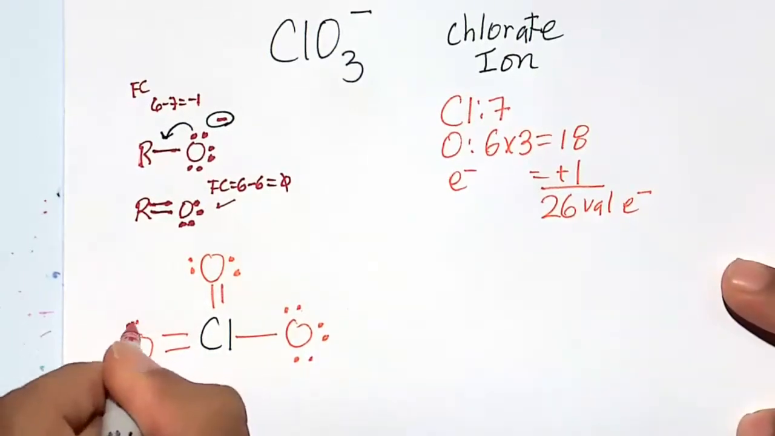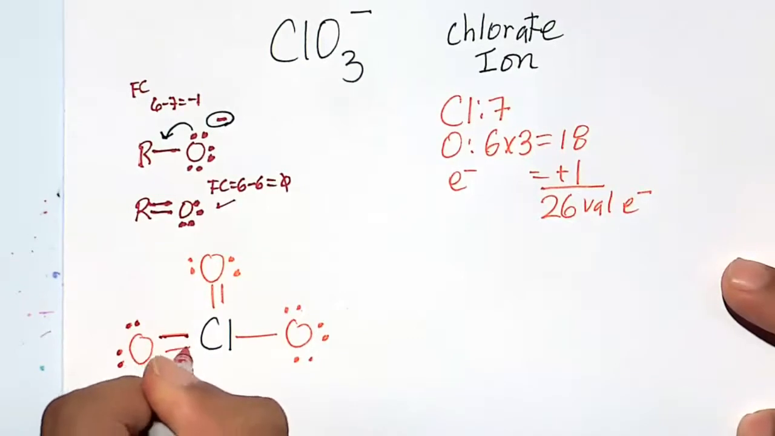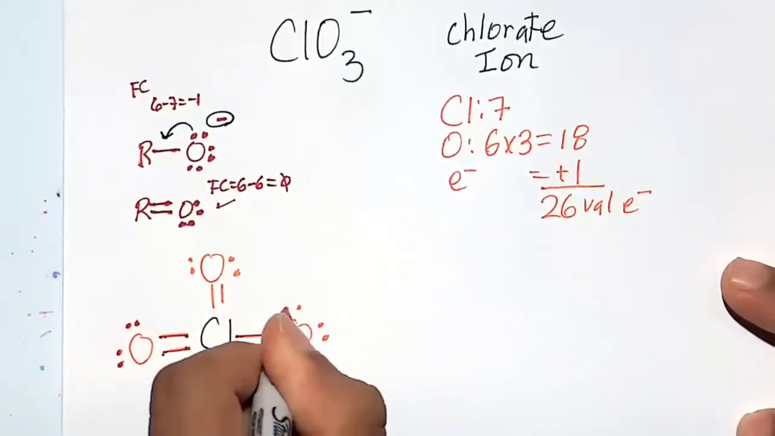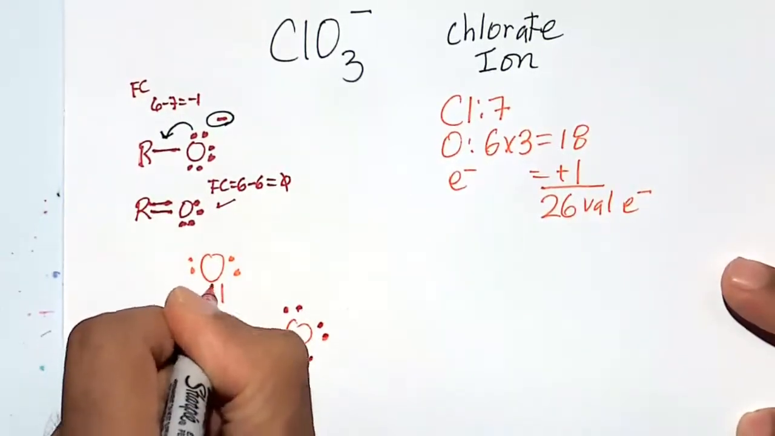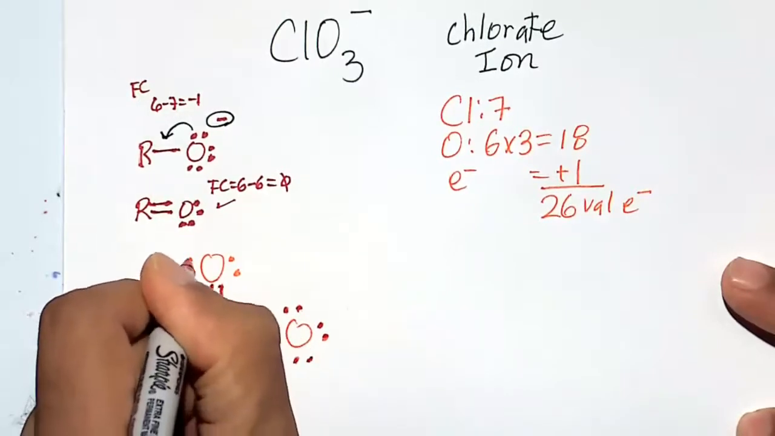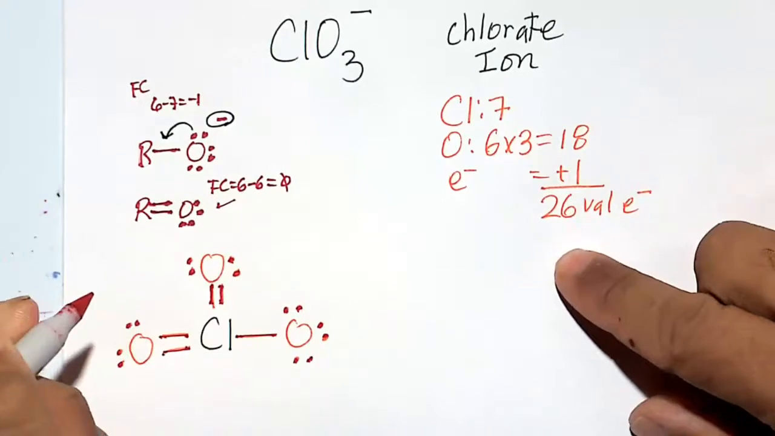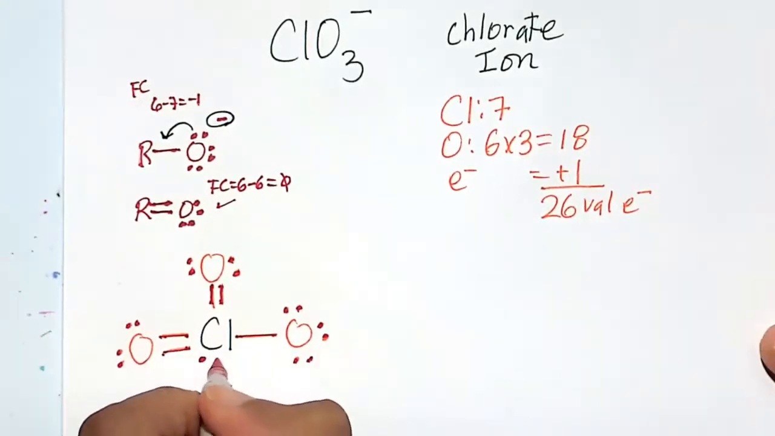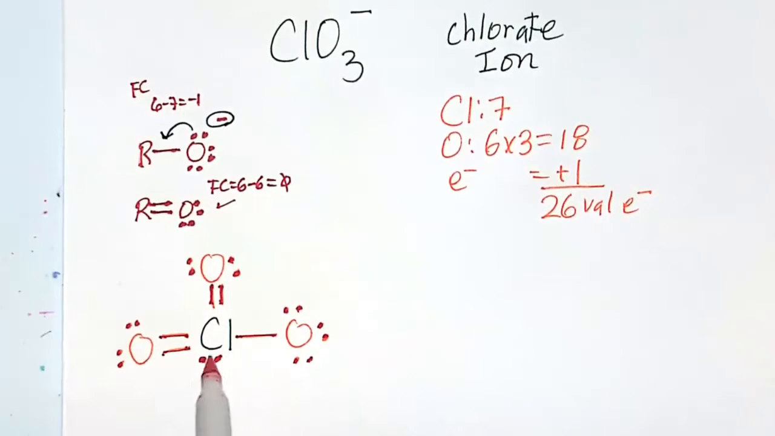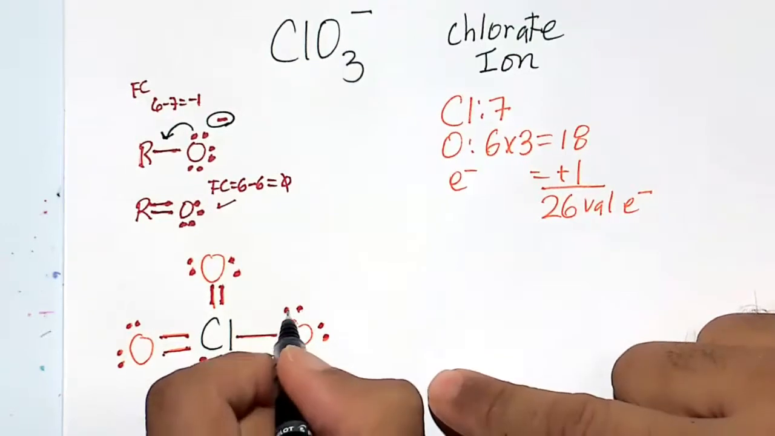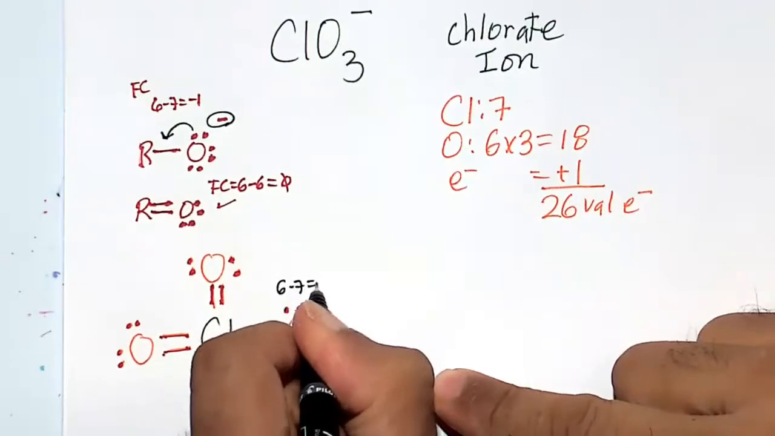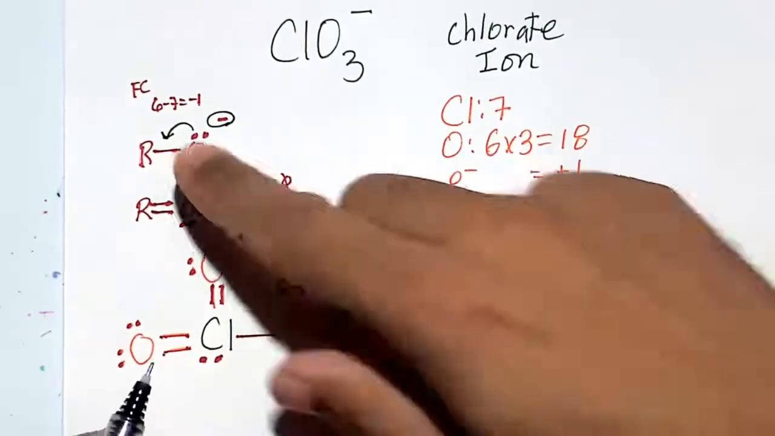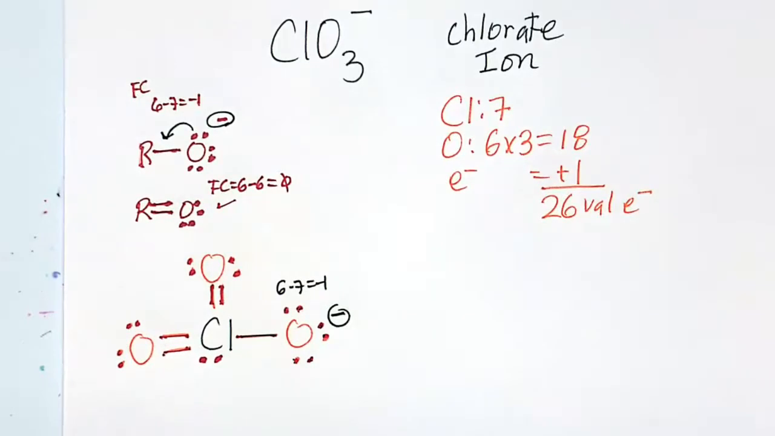1, 2, 3, 4, 5, 6, 7, 8, 9, 10, 11, 12, 13, 14, 15, 16, 17, 18, 19, 20, 21, 22, 23, 24. So I'm going to put 25 and 26 on the chlorine atom. So 3 bonds, 1 lone pair on the central chlorine. Don't forget our formal charge. 1, 2, 3, 4, 5, 6, 7. Oxygen happy at 6. 6 minus 7 is minus 1. We already know that anything with a single bond to an oxygen will have a minus formal charge.